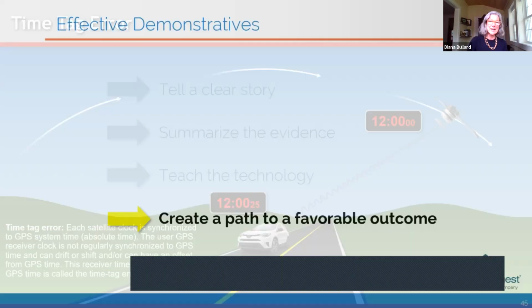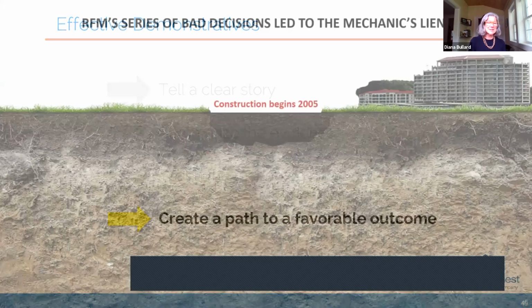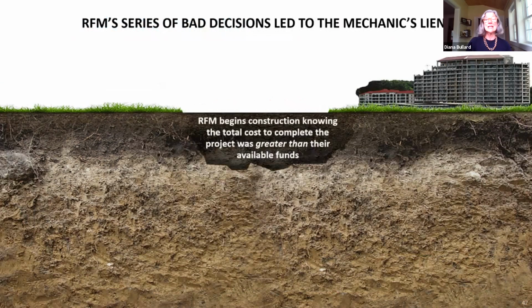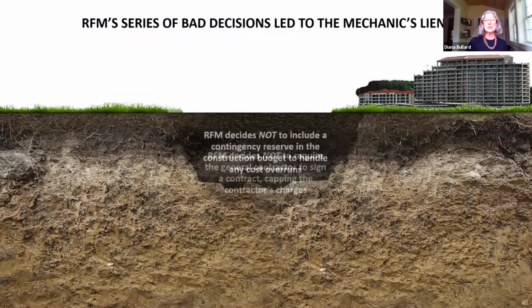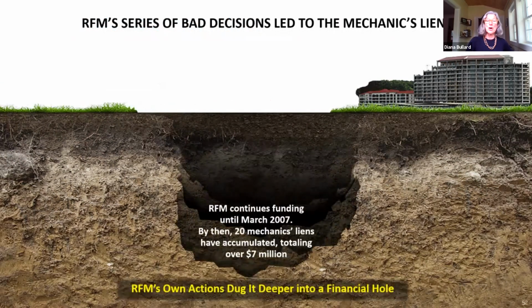Okay. Finally, create a path to a favorable outcome. So this is one of my favorite demonstratives. And in this construction case, we needed to convince the arbitrators that the claimant's own actions caused its financial failure. So in closing, we summarized all the poor choices the claimant had made and did it by literally digging a hole to show that, in fact, RFM's problems were all of its own creation.